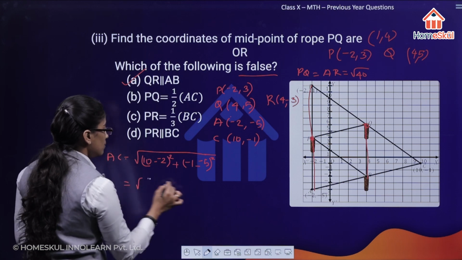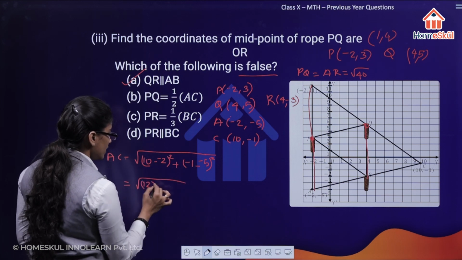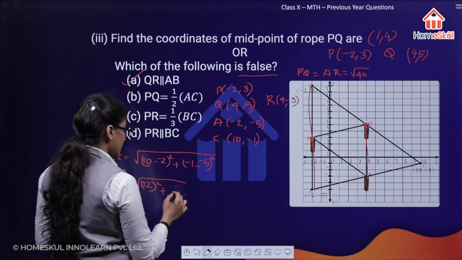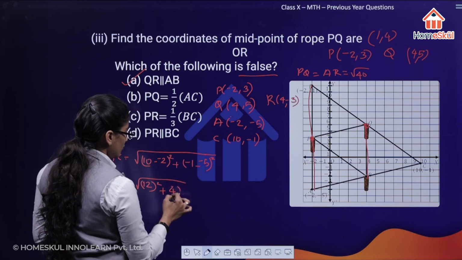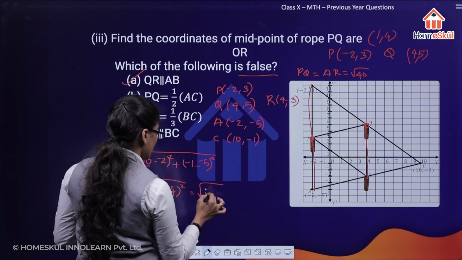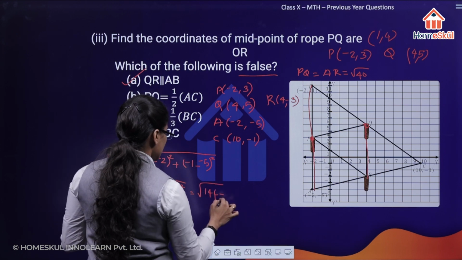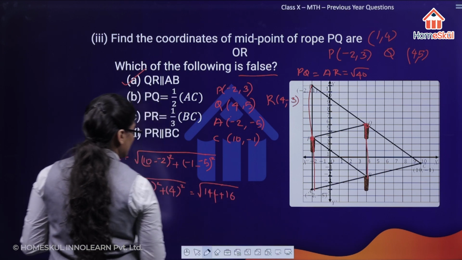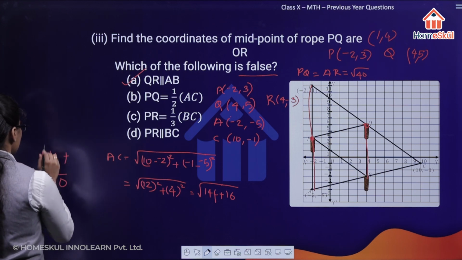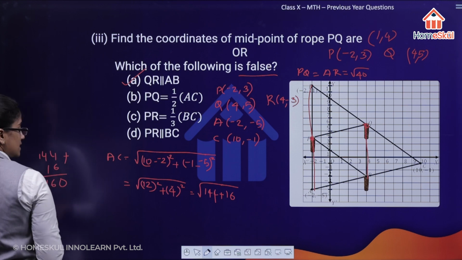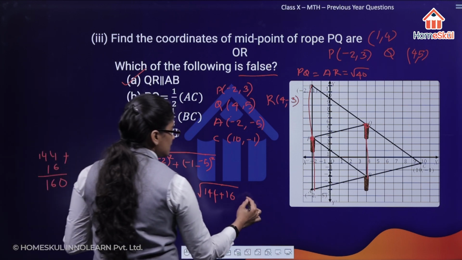That is equal to 10 plus 2 is 12, 12 square, plus 1 plus 5, minus 1 plus 5 is 4, isn't it? 4 square. That is equal to root of 144 plus 16. Root of 144 plus 16 is 160. Root 160 is the answer we are getting.